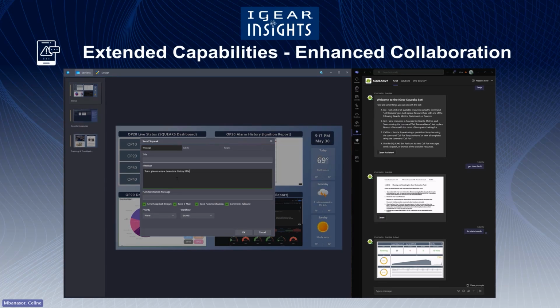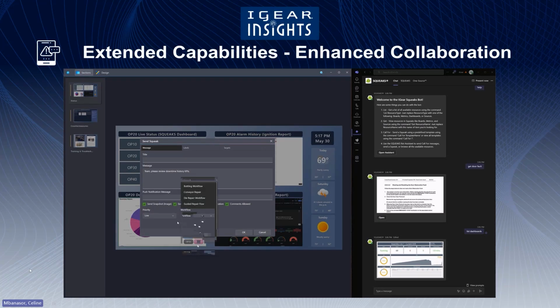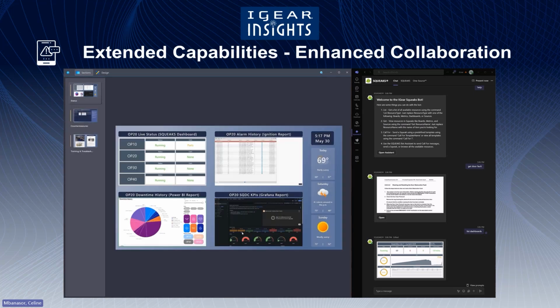You're able to even include a particular snapshot of the image, set a priority level, define a workflow and escalation rule that needs to be followed. So what is the step-by-step guidance for that team lead? And what is the escalation rule if they don't respond or acknowledge?